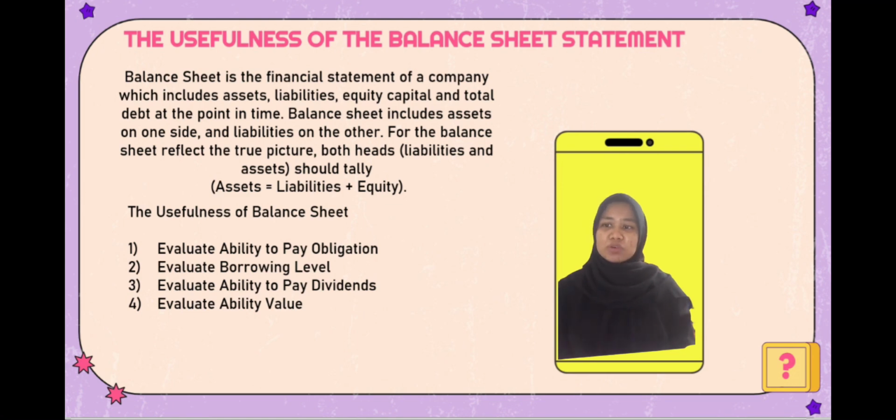And the last one is evaluate ability to pay dividends. Investors want to look at the cash on the balance sheet to determine whether there is enough to give them a dividend. However, depending on their need to spend extra capital in the firm, this judgment may need to be altered.